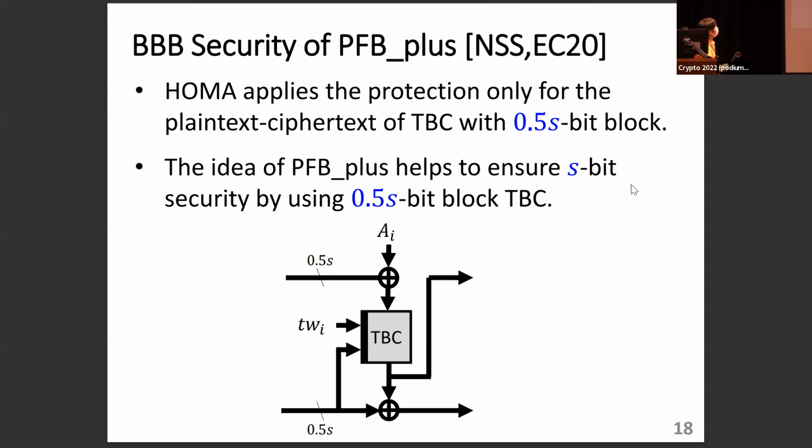Yep. So we have the upper 0.5 S-bit state and the bottom 0.5 S-bit state. The upper state is XORed with data input and processed by the TBC. The bottom half is never updated by the TBC, but this will impact the tweakable block cipher computation via the tweak. So this is quite simple.